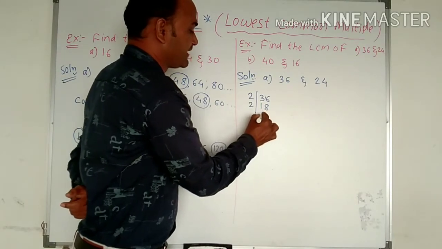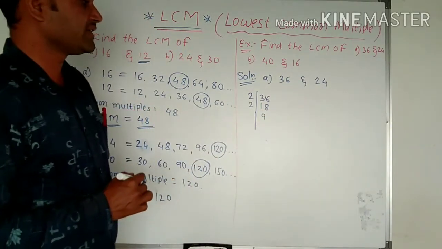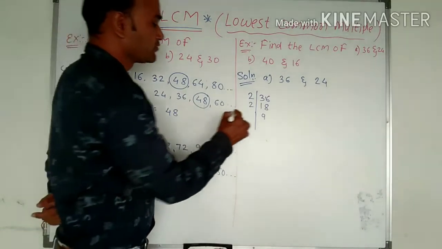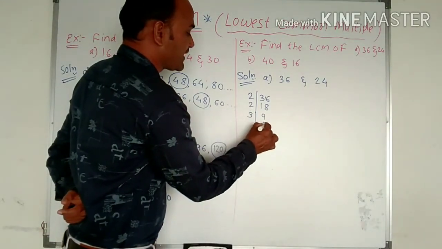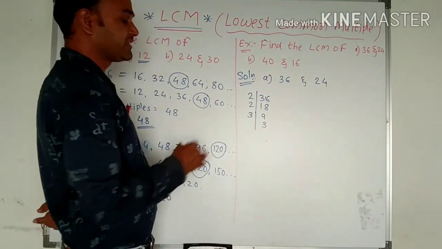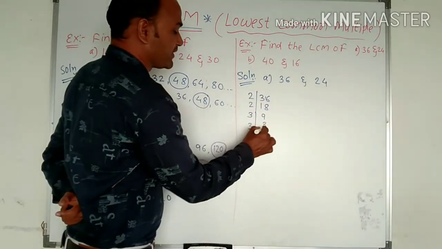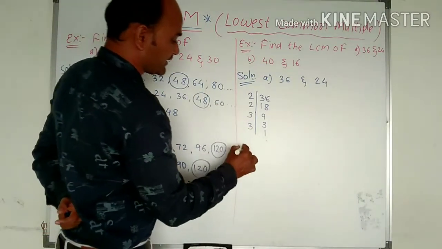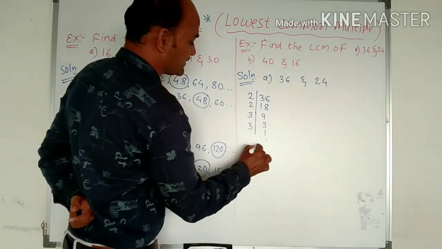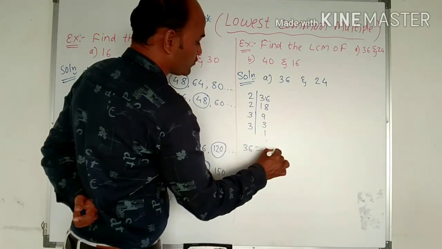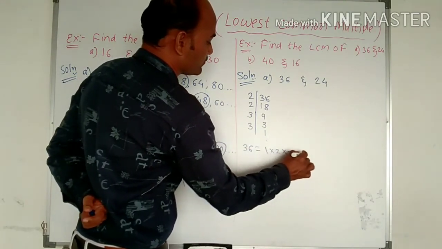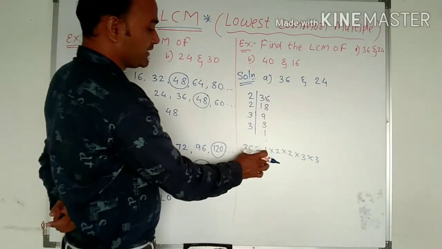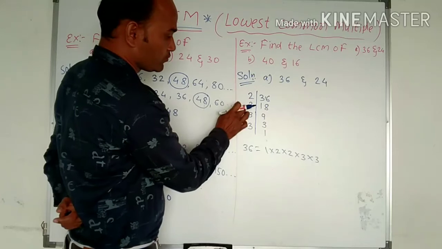2 9s are 18. But here we got the 9. 9 is not in 2's table. So let me try for the 3. We get 3 3s are 9. Yes, we got it. And then next, one more 3 is there. 3 1s are 3. So prime factors of 36 are 1 into 2 into 2 into 3 into 3.